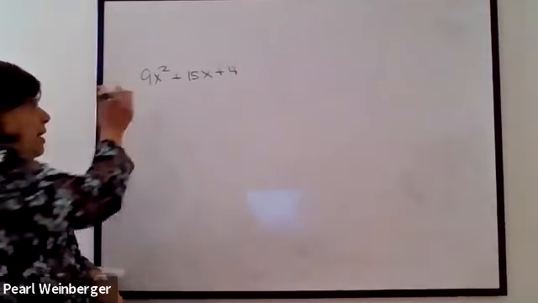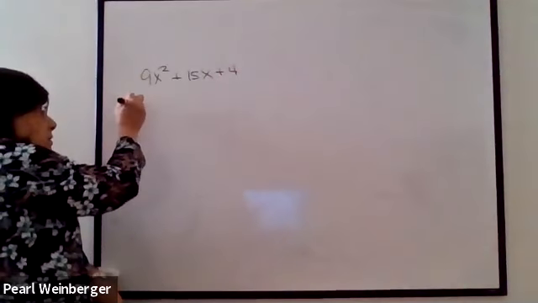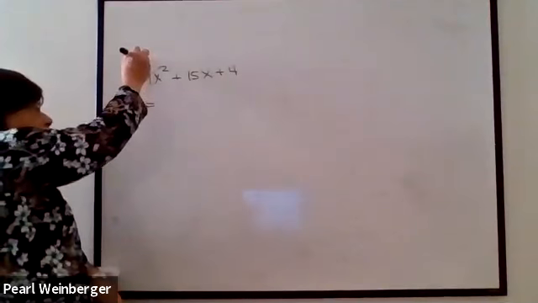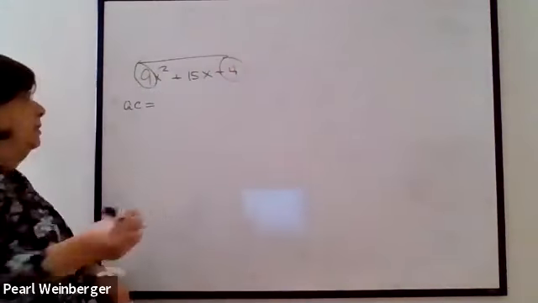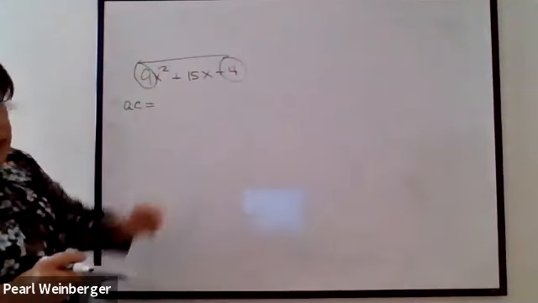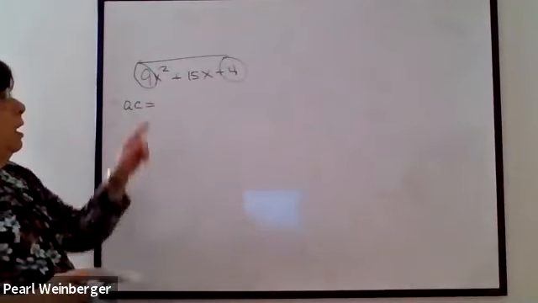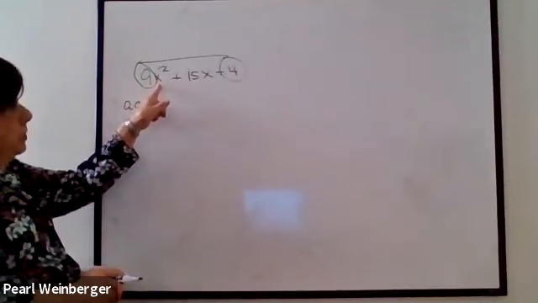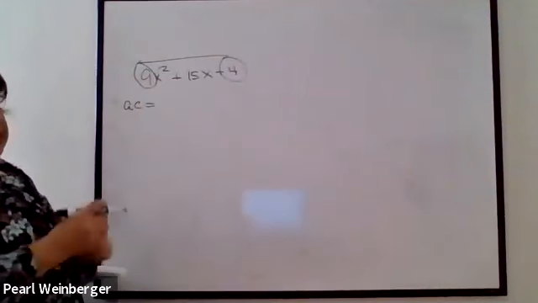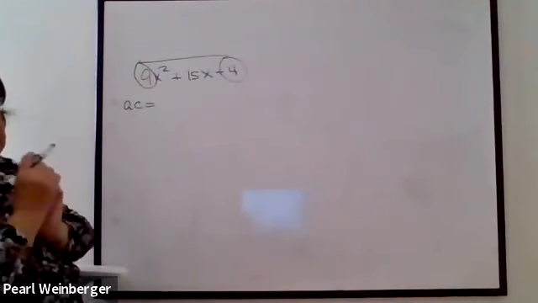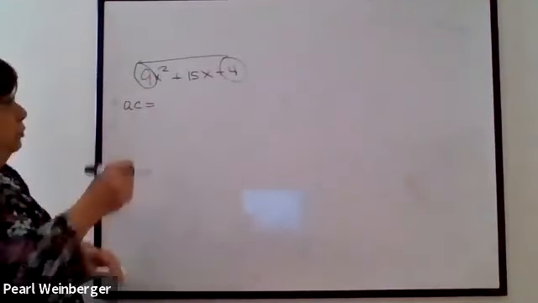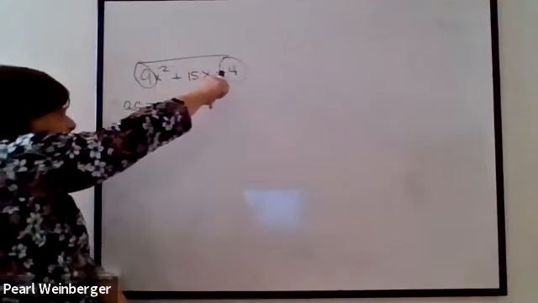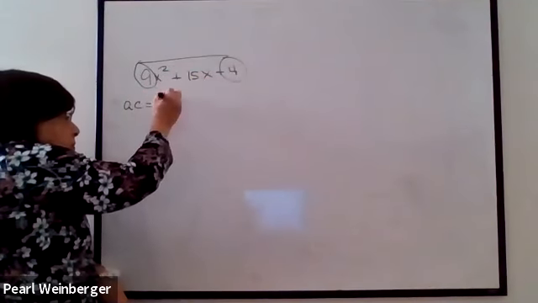Next, I figure out what AC is. Remember, AC is the very first number times the very last number, and don't forget to include the signs. If it's just a plain x squared, that first number is a 1. If the leading coefficient is 1, you're not going to see 1x squared, but you'll know it's 1. So if I take AC, 4 times 9, I get 36.